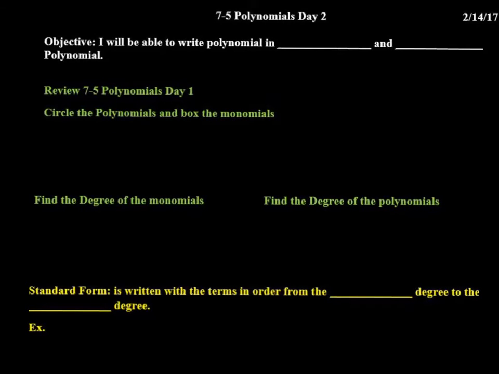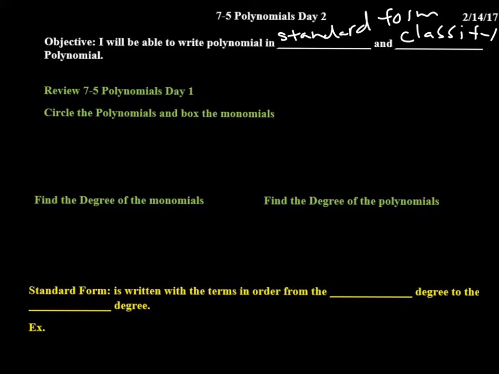Let's go to your page. Today, again, the title is 7-5 Polynomials Day 2. Today is the 14th. And the objective is I will be able to write polynomials in standard form and classify polynomials.